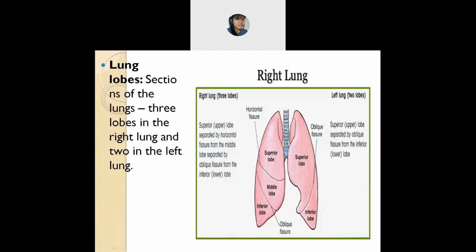And in the right lung, the superior lobe and the middle lobe are separated by the horizontal fissure. And the middle lobe and the inferior lobe are separated by the oblique fissure. This one, fissure. And in the left lung, what will you find? You will find that the superior lobe and the inferior lobe are divided by the oblique fissure.